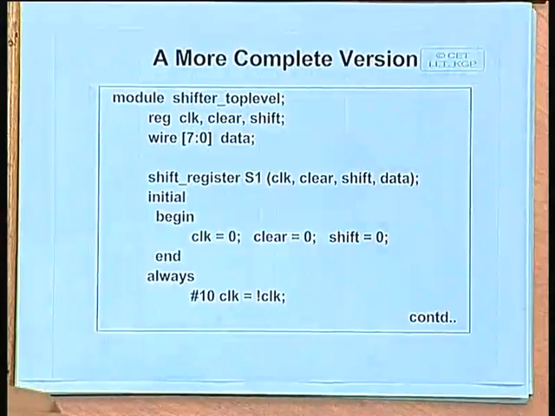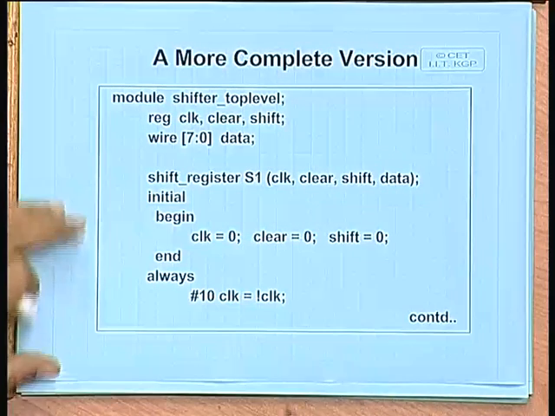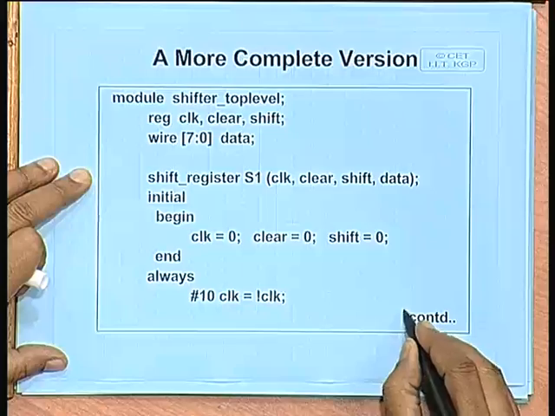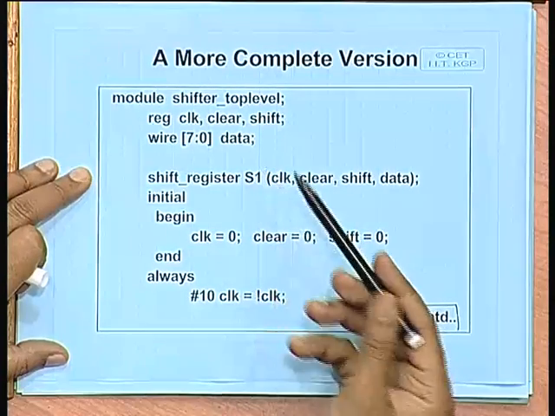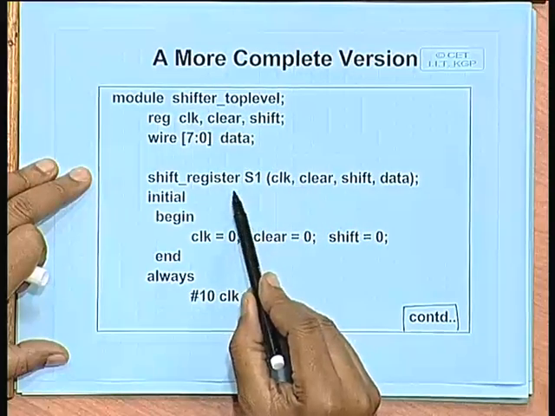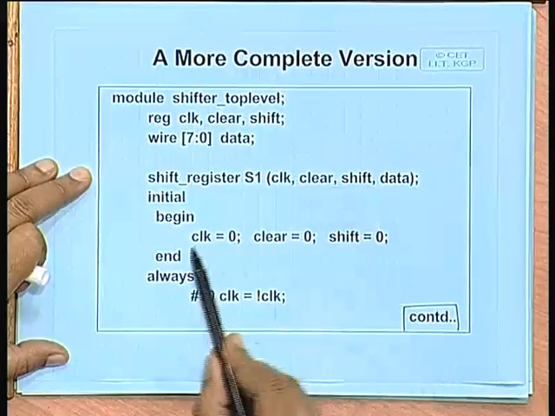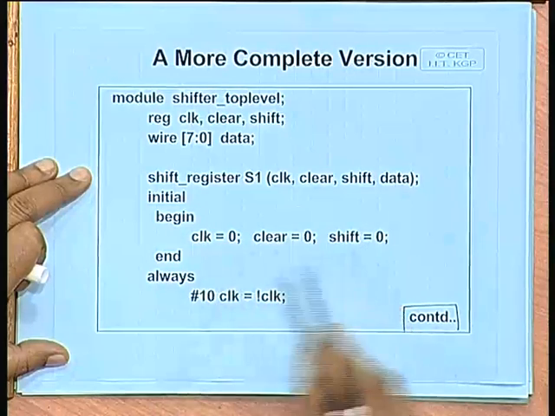Fine. So now let us look at a more complete version, because the earlier version did not contain everything, only a few of the statements. In this version the first part is the same, and this continues on the next page. This first part is exactly the same as we had earlier, with the same shift register instantiated as S1.